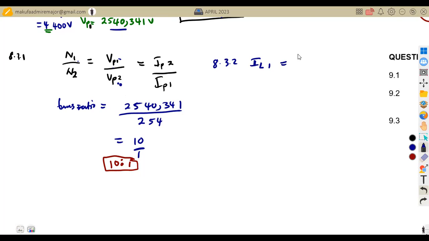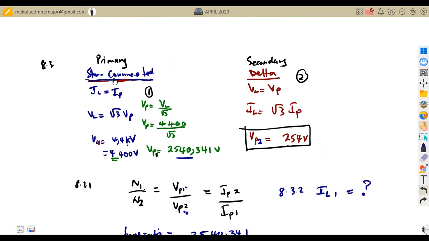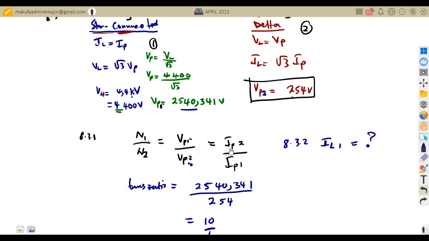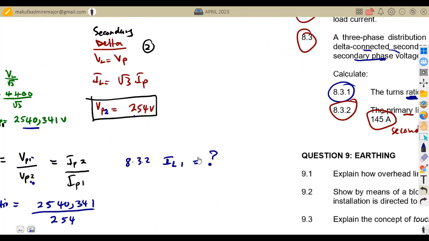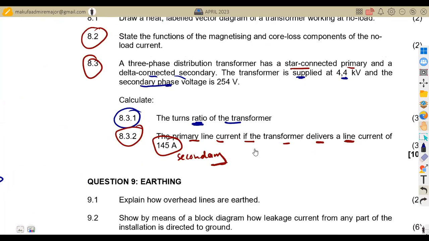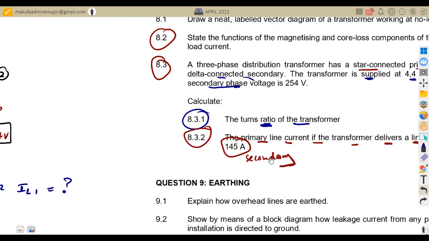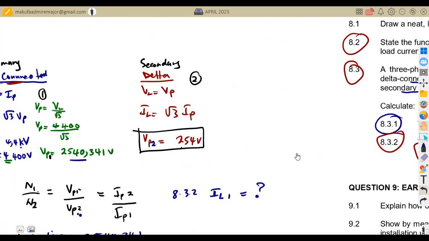So this is the line current we're supposed to calculate, whereby we know that in a star, the line current is equal to the phase current, because we are told that the primary is star connected. So from our formula, we're going to work with the phase. Let us check now what we have. We are given the line current of the secondary. It delivers this current, which is what we have on the secondary side. And on the secondary side, we are dealing with a delta.